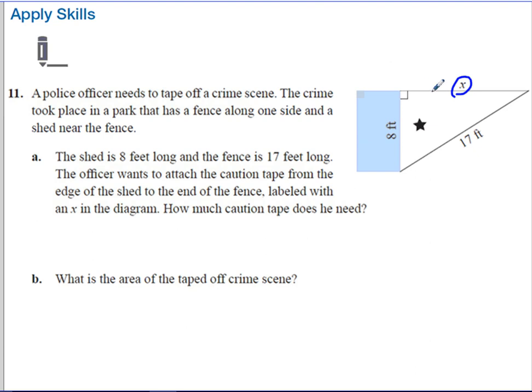So the first thing is, let's establish which side is our hypotenuse. Here's our right angle, and across from that is our C value.